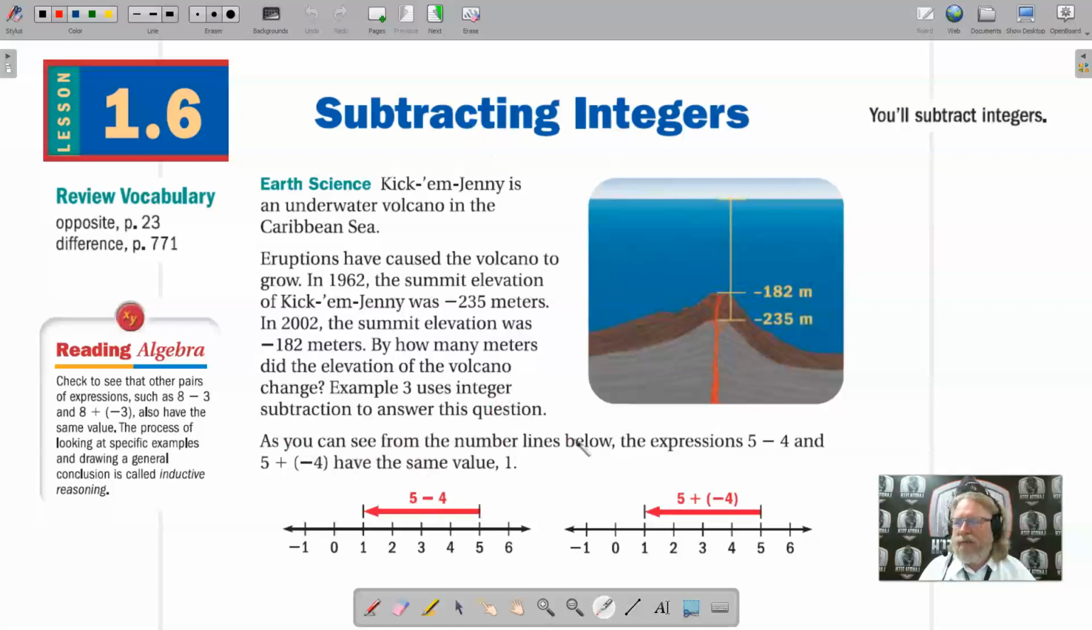As you can see from the number line below, the expression 5 minus 4 and 5 plus negative 4 have the same value, which the answer is 1. So in our previous lesson, we were doing adding integers, right? Integers are positive and negative, like whole numbers. The whole numbers 0, 1, 2, 3, 4, 5, 6, 7, 8, 9, 10 forever.